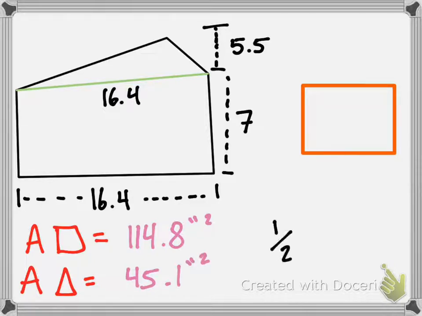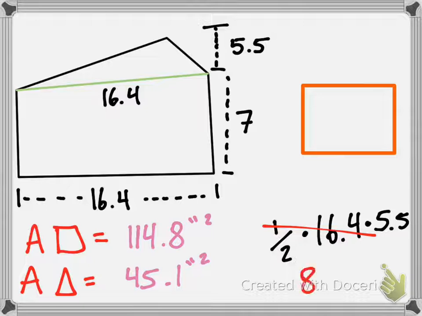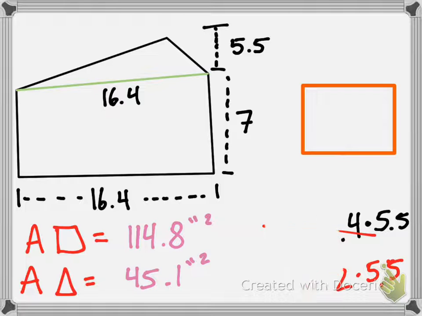For this one, I just want to show you my easy one. We have 1/2 times 16.4 times 5.5. I like to cancel things out. So that 1/2 and that 16.4, they're both even. That's going to go away, and I'm going to get 8.2. I get 8.2 times 5.5, and then my answer is 45.1.